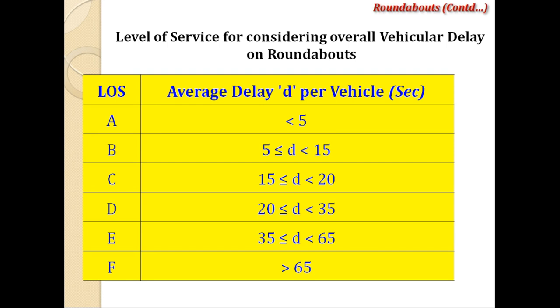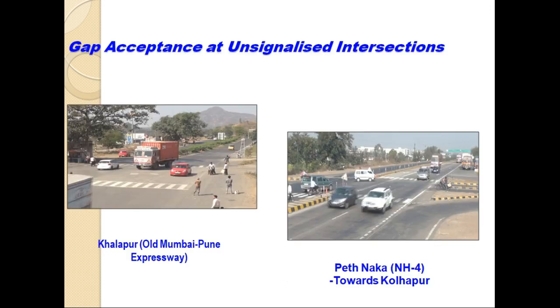Now, level of service at roundabout is defined in terms of average delay per vehicle, and this is the table which provides the ranges for different levels of service. The next chapter of the manual is on unsignalized intersections, and here the movement is based on gap acceptance process.